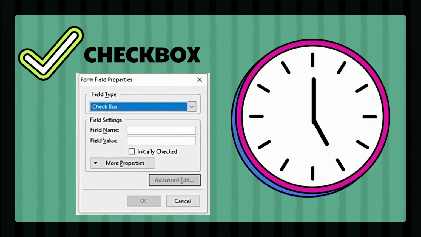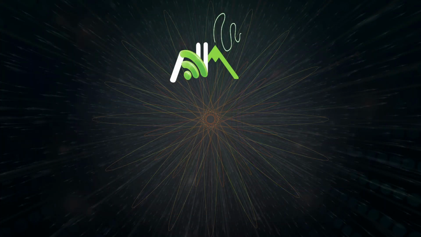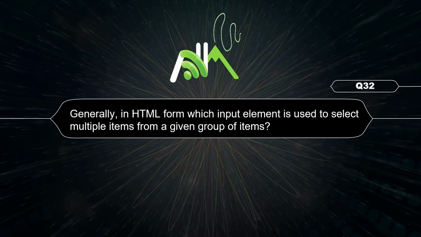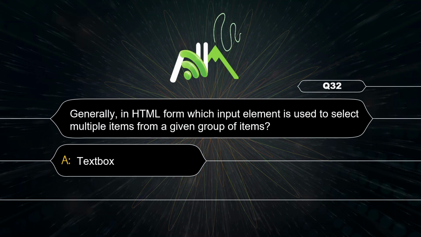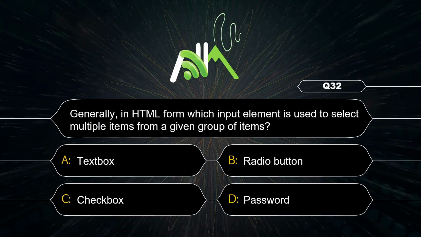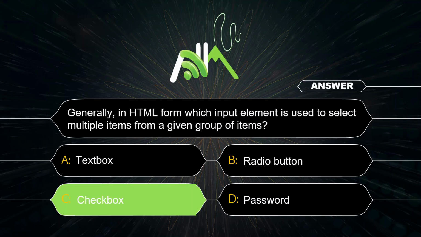Now we will move to the next topic, that is checkbox. Here, when we want to select multiple items, then we have to go with checkbox. Like my hobbies, I am good at dancing, singing, teaching, so I will go with checkbox. Which element is used to select multiple elements from a group of items? So checkbox.